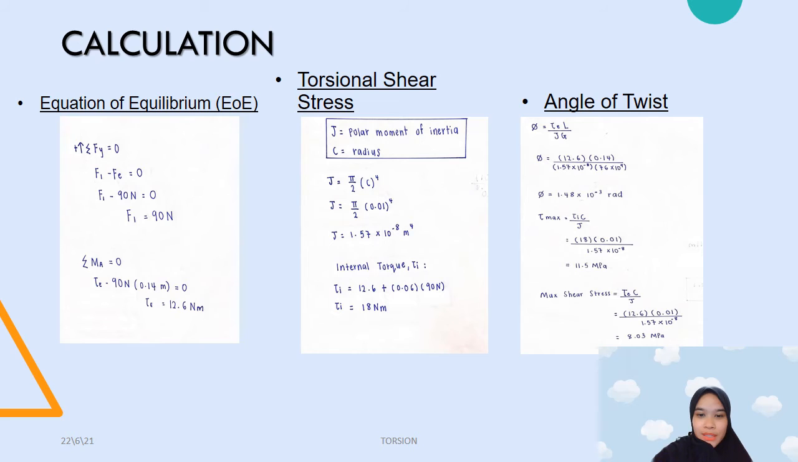Torque max equal to internal torque times radius divided by polar moment of inertia. Then 18 times 0.01 divided by 1.57 times 10 power of negative 8. The answer will be 11.5 megapascal. To calculate the maximum shear stress, we will use the torque times radius divided by moment of inertia. Then 12.6 times 0.01 divided by 1.57 times 10 power of negative 8 and equal to 8.03 megapascal.